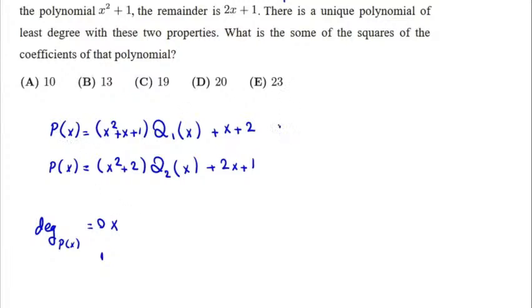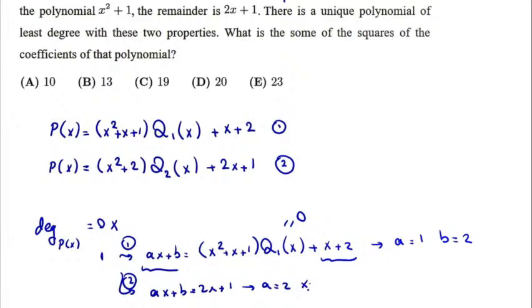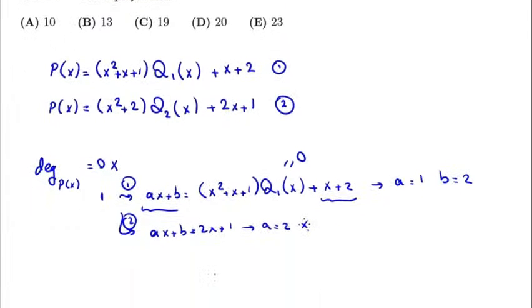Let's consider the remainders 1 and 2. So by 1, ax plus b, if you divide by x squared plus x plus 1 times q1x, because the degree here is 1 and the degree here is 2, it will be exactly equal to this, and q1x equals 0. So a is 1, b is 2. And if you use the second part, in a similar way, ax plus b equal to 2x plus 1, a equal to 2, and that's a contradiction. So the degree is not 0, the degree is not 1.